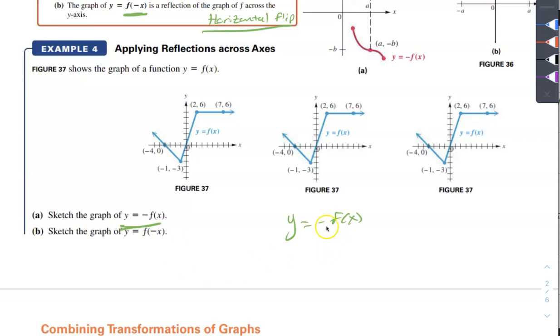So keep in mind the negative's on the outside, right? So it's on the outside, and outside affects the y values. So that's like vertically. So we're calling this a vertical flip. If you want, you can also think about it just like, oh, I'm going to multiply my y values by a negative. So it becomes 0, that becomes 3, that becomes -6, that becomes -6. So either way you want to do it, it works both ways. So I'm going to do a vertical flip.